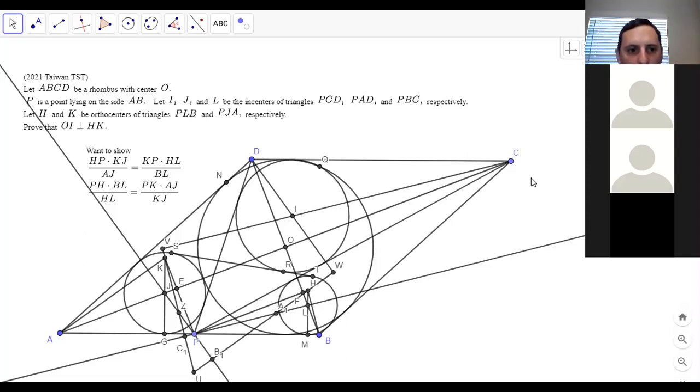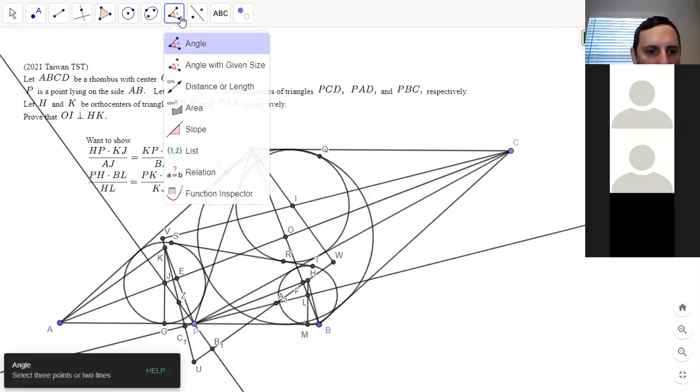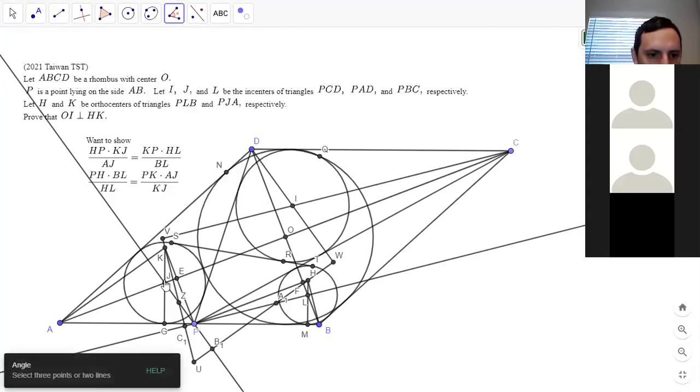Actually, if we can find JKP is similar to JAD, then it finishes the problem too. Did you say JKP is similar to JAD? Yes, but I couldn't prove it yet. Let me check that. That's interesting.